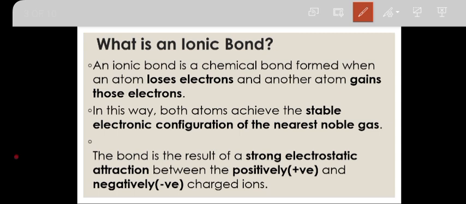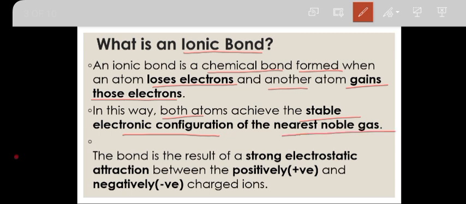Okay, so what is an ionic bond? An ionic bond is a chemical bond formed when an atom loses electrons and another atom gains those electrons. In this way, both atoms achieve the stable electronic configuration of the nearest noble gas.